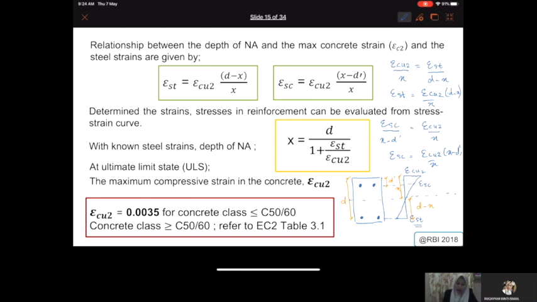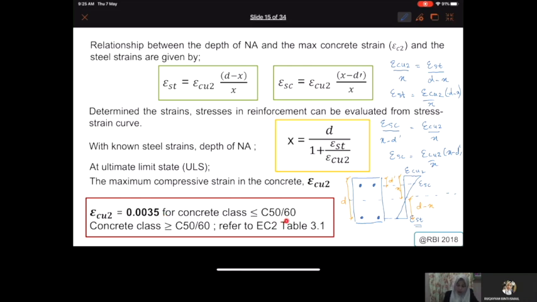Okay, so the strains and stresses in reinforcement can be evaluated from the stress strain curve. We know the strains and the depth of the neutral axis. At ultimate limit state, we can say that the maximum compressive strain in concrete is equal to strain Cu2. This is what you might get in terms of calculating your x, and your strain Cu2 can be taken as 0.0035.